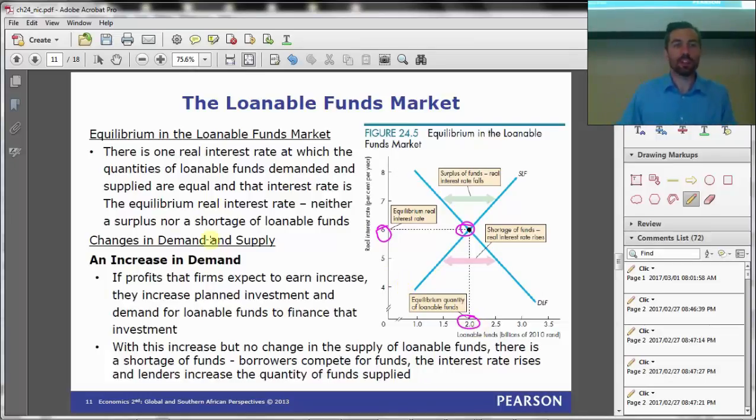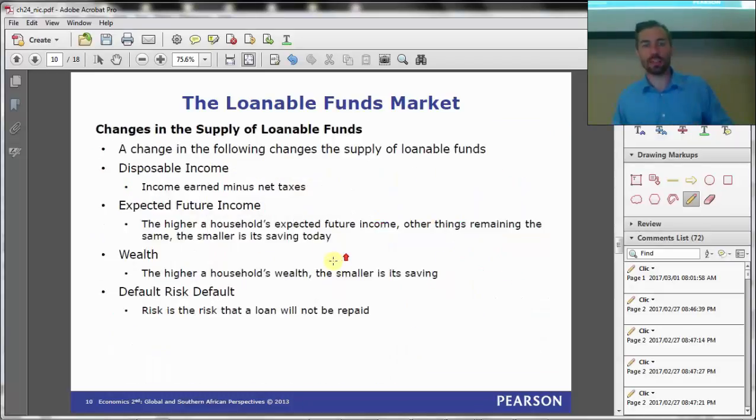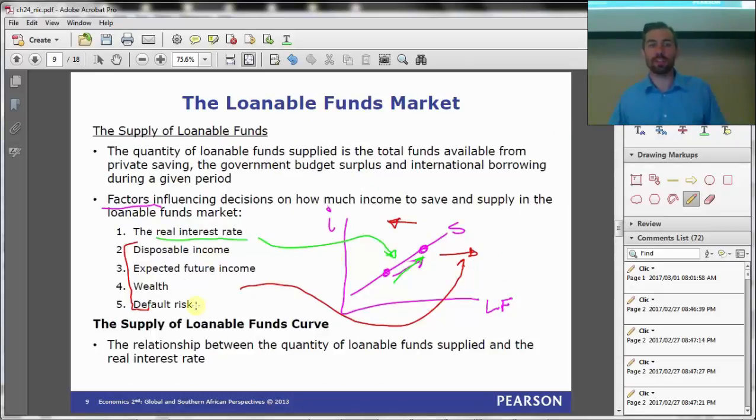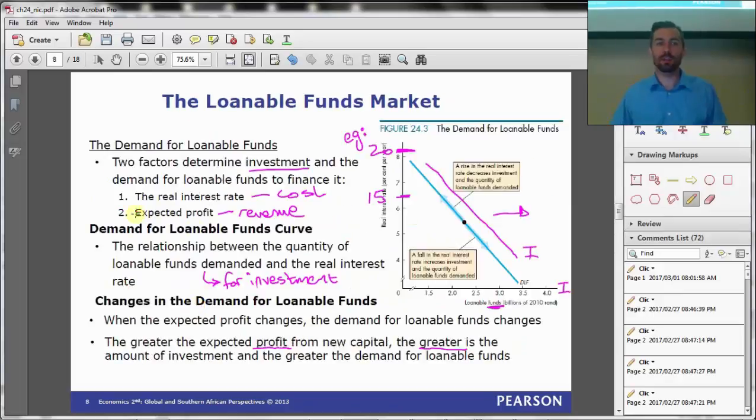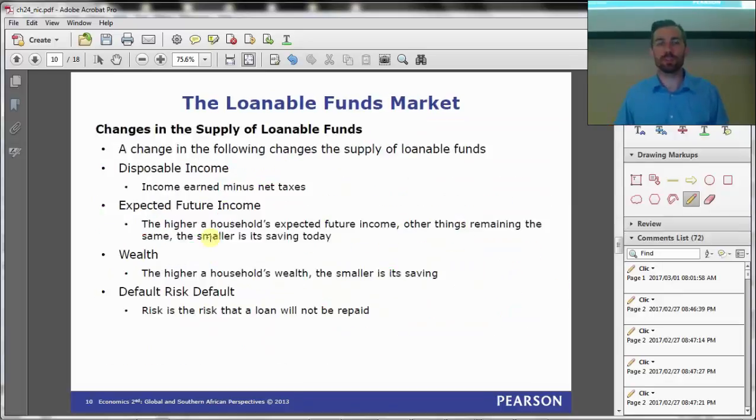Then changes to demand and supply, we've already discussed those. Anything that changes on the supply side, any of these factors here, on the demand side, changes in expected profit. Okay?